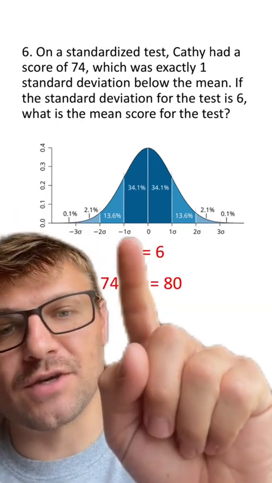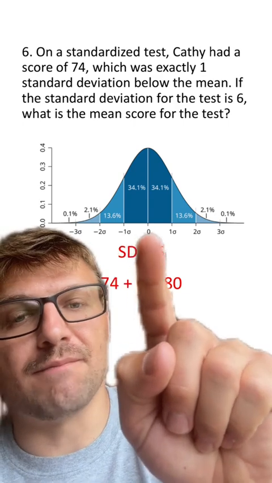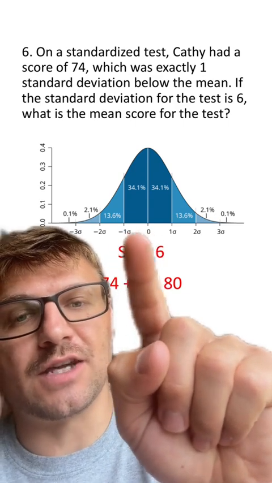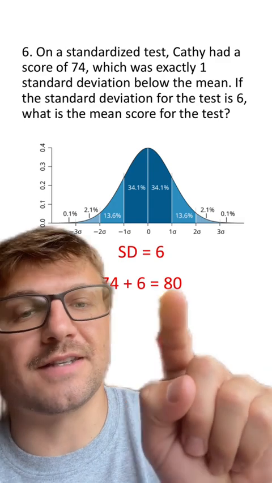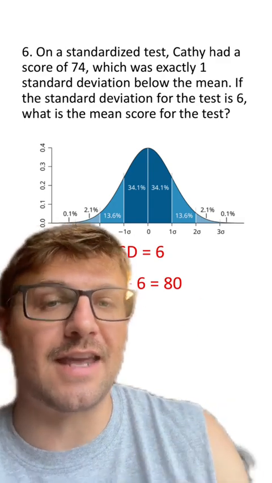So again, Kathy scored a 74 right here. To find the mean, we have to add 6 since the standard deviation is 6. 74 plus 6 is 80. So the average for this test is 80. Question 7.